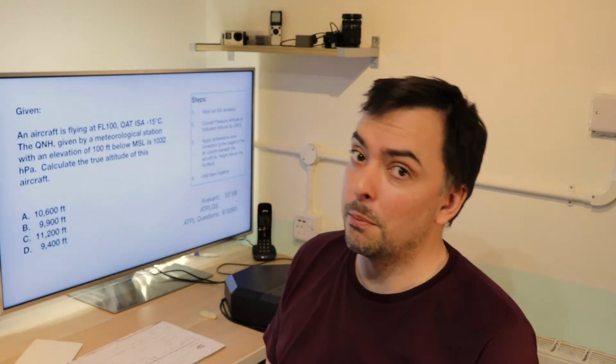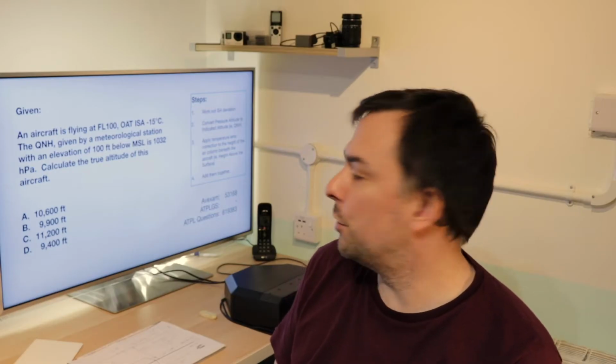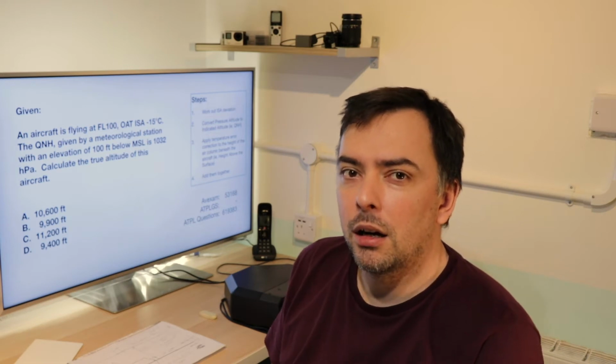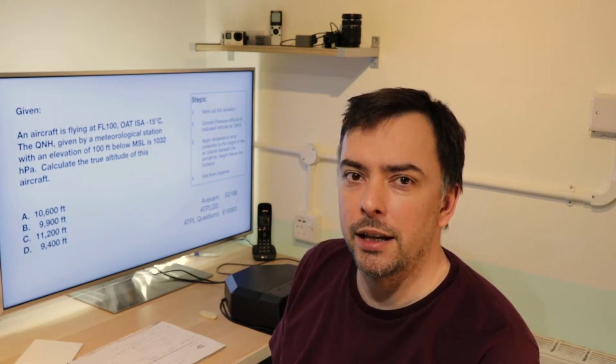Well, from the options that are available to us for this question, it looks like answer B is probably the right answer at 9,900. A is 10.6, C is 11.2, and D is 9.4. I'm going to say that 9.9 is a solid guess for this one.